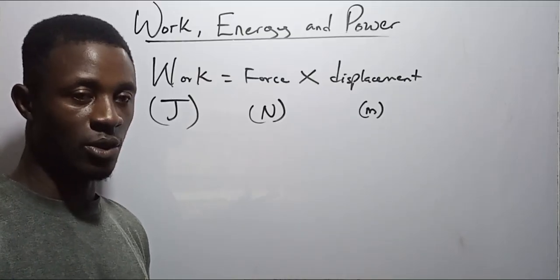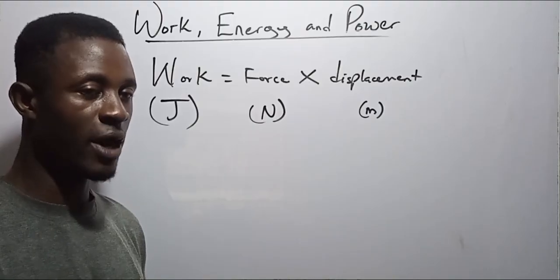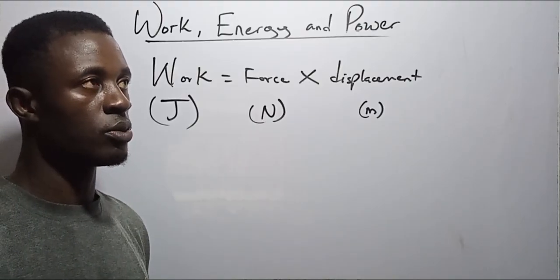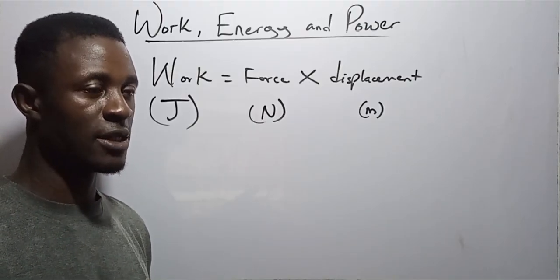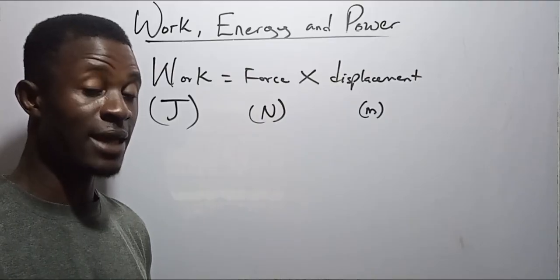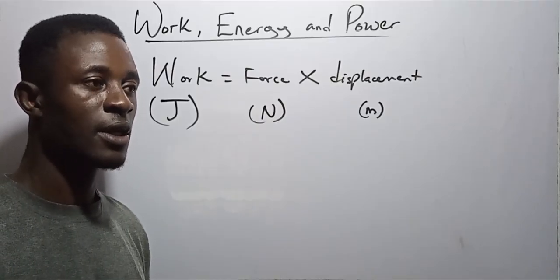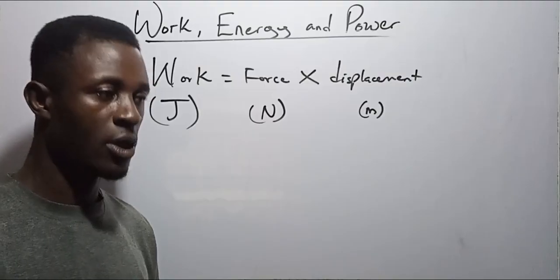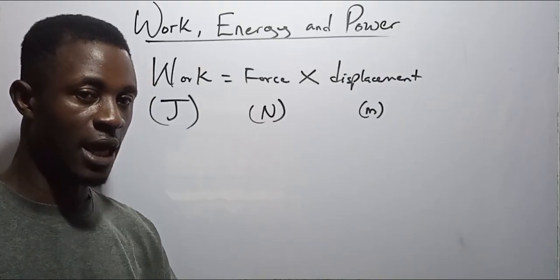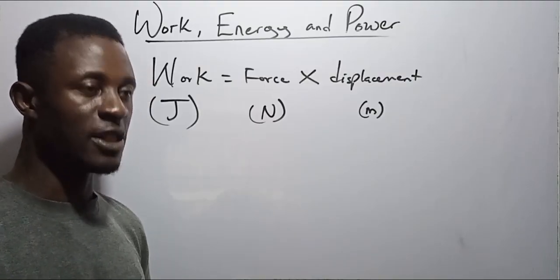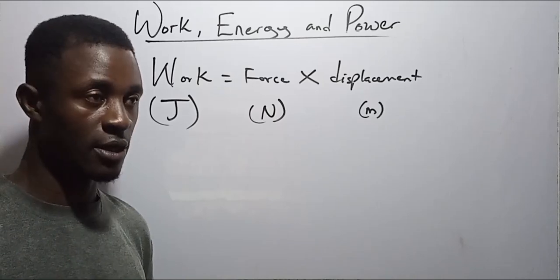So now let me show you the different cases of application of force on an object and what it does, whether positive or negative work. But before I go there, I want to show you that both force and displacement are vectors. Vector just means magnitude and direction. So force has a direction and it also has magnitude. Displacement also has direction, it also has magnitude.